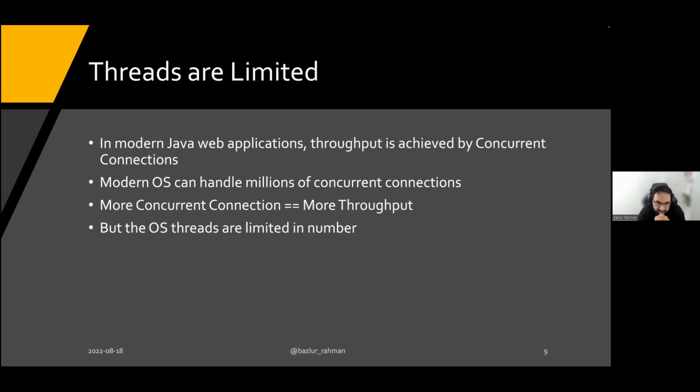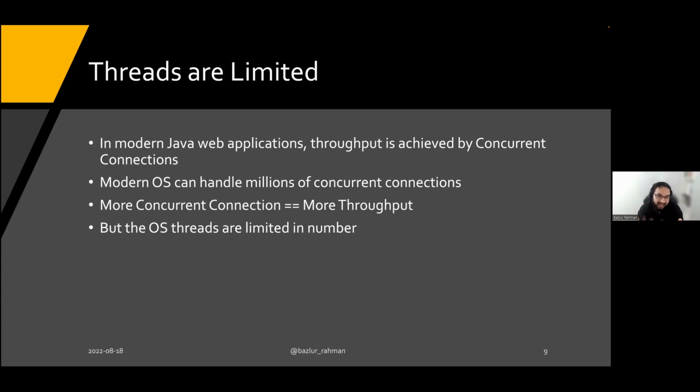And the other thing is our modern operating system can handle theoretically millions of concurrent connections. So you can just tweak that. We can create millions of sockets. So the idea is, if our modern operating system can have a million sockets, that means it can receive theoretically 1 million requests. The problem is we cannot serve 1 million requests because we are limited by the number of threads.